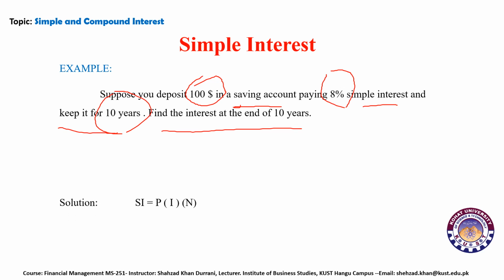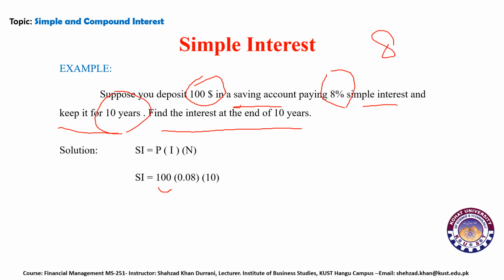We know the formula: simple interest is equal to the principal amount times the interest rate times N. You need to multiply all these three and you will get the simple interest. The principal amount, the present value, is $100. The interest rate is 8%, so 8 divided by 100 gives 0.08, and the number of years is 10. Multiply all of them and you will get the answer.